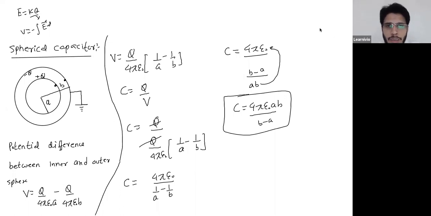Is it clear now, Fatma, Froza, Joanna? So this is about the capacitance of two types of capacitor, parallel plate capacitor and spherical capacitor.